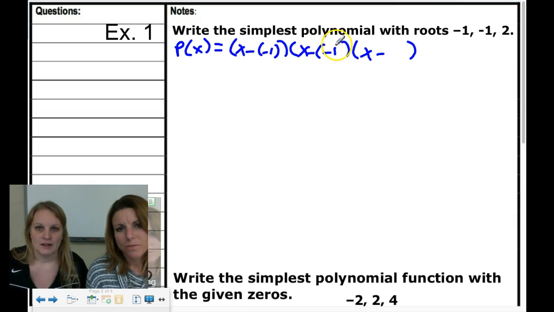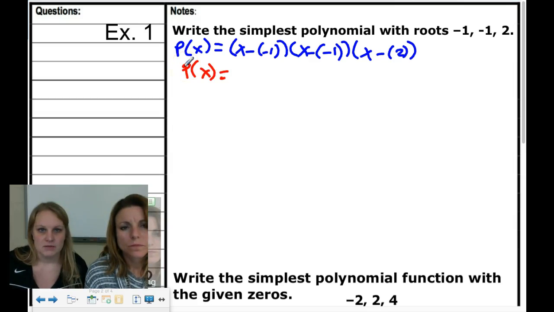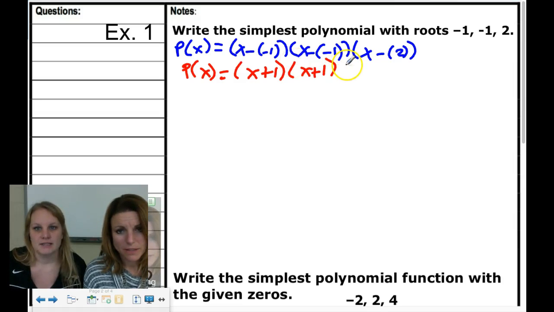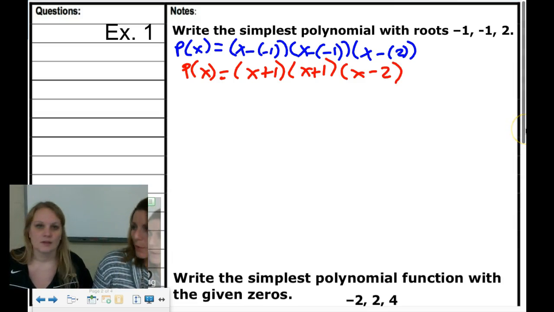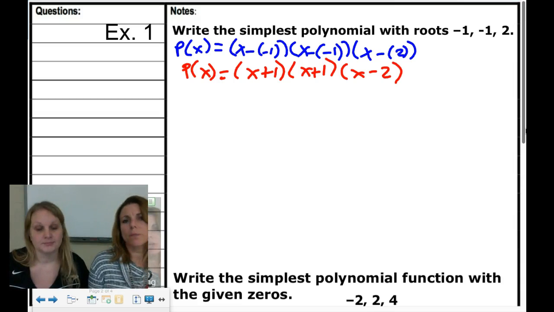Correct. Well, if you look at that, we have a minus and a negative. So I'm going to clean that up actually. So now we have P of X equals X plus 1, X plus 1, and still X minus 2. Correct. Okay. So we're just going backwards. All right. Well, we can't leave it like this because we have to generate a polynomial.